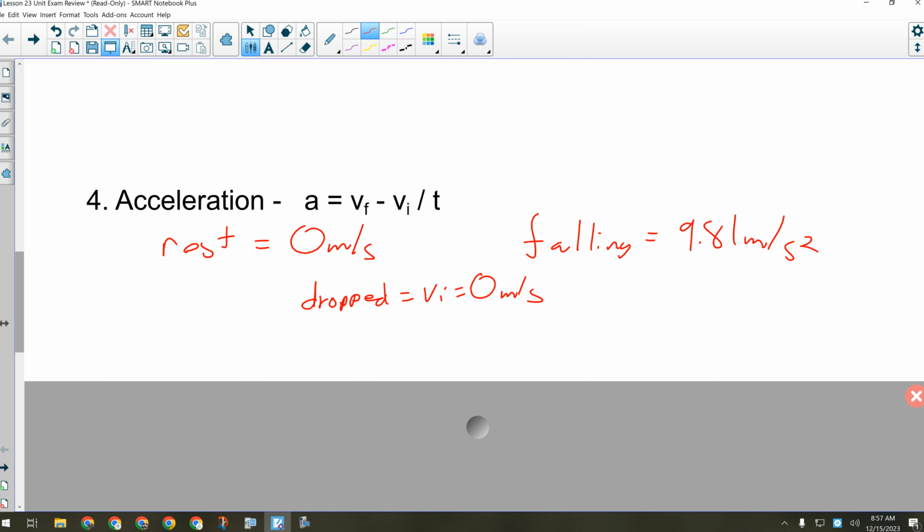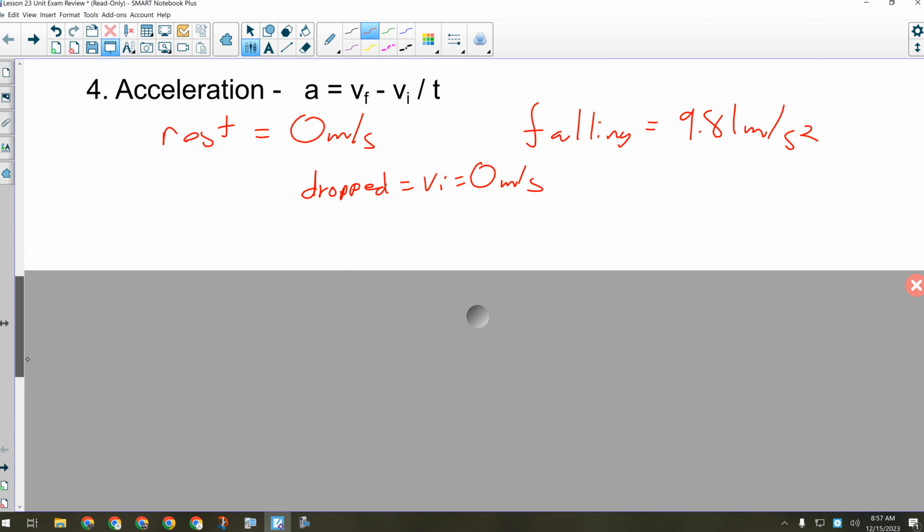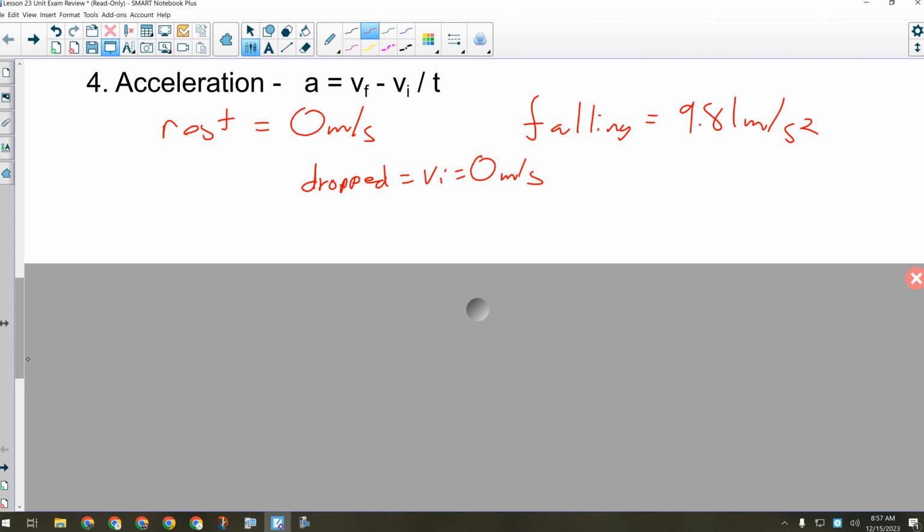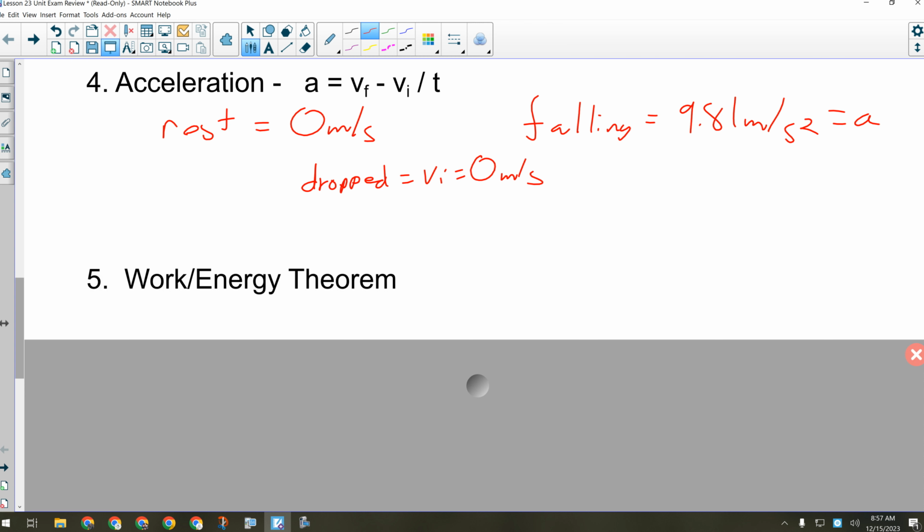Okay, so little word tricks that I can use. With falling, would 9.81 be acceleration, or would it be... Yes. Not velocity? Okay. Work energy theorem. All right, we just did that.